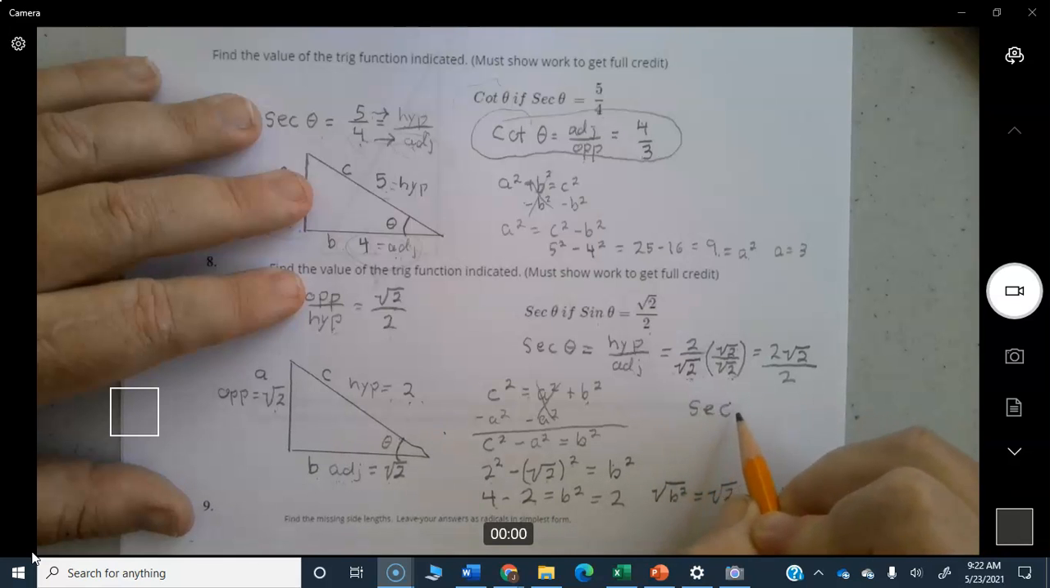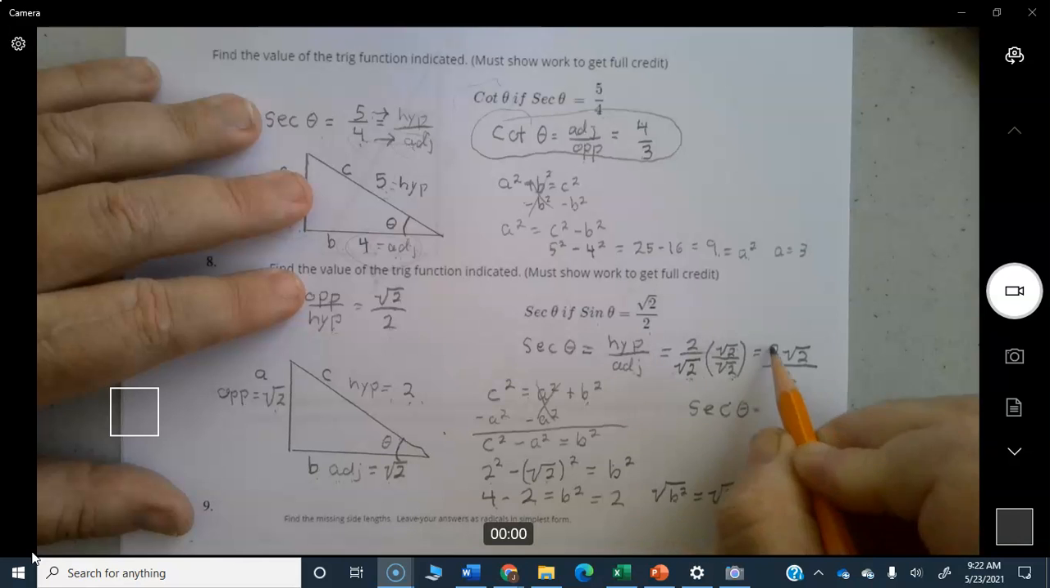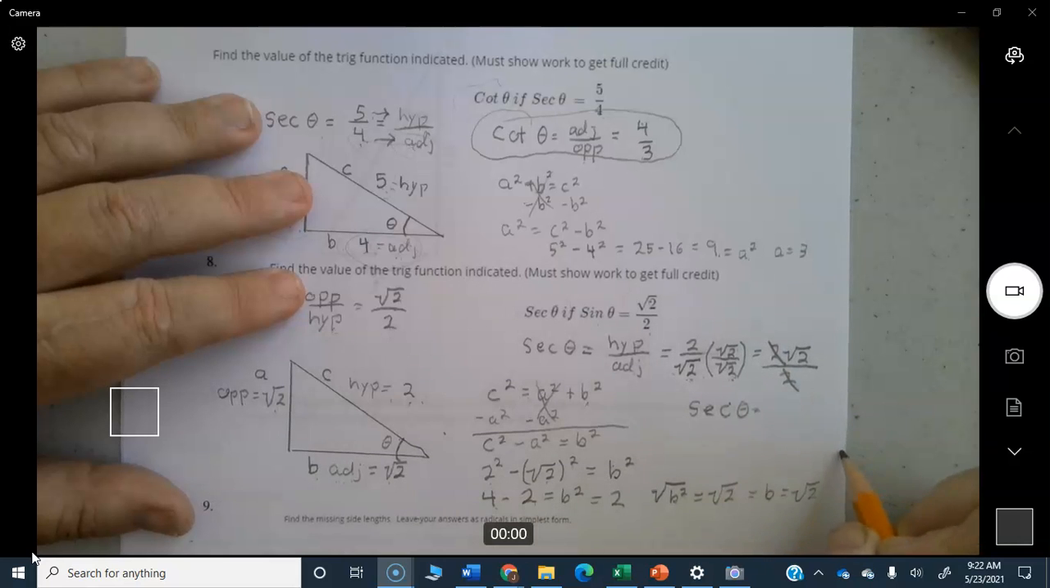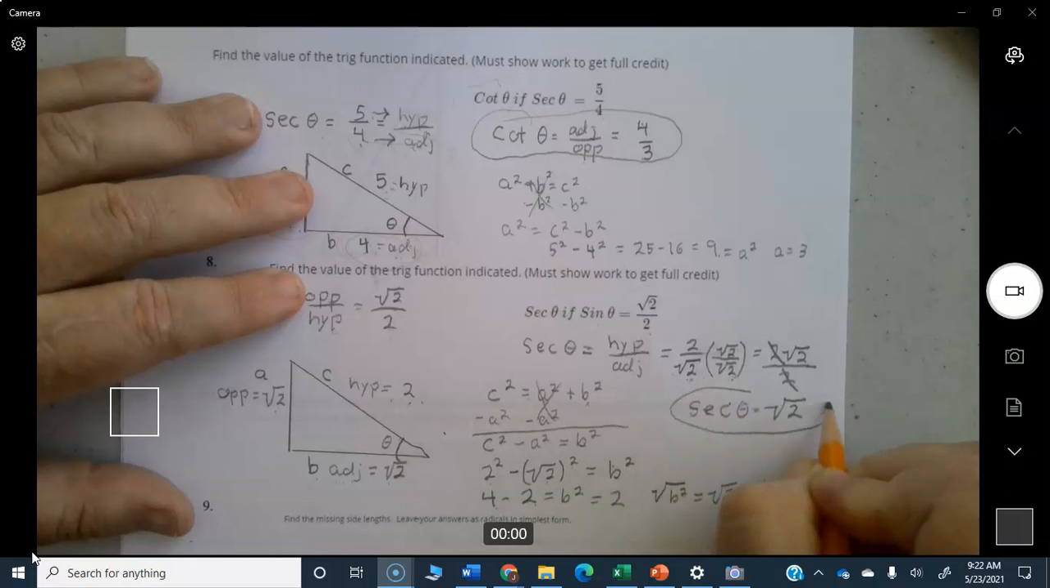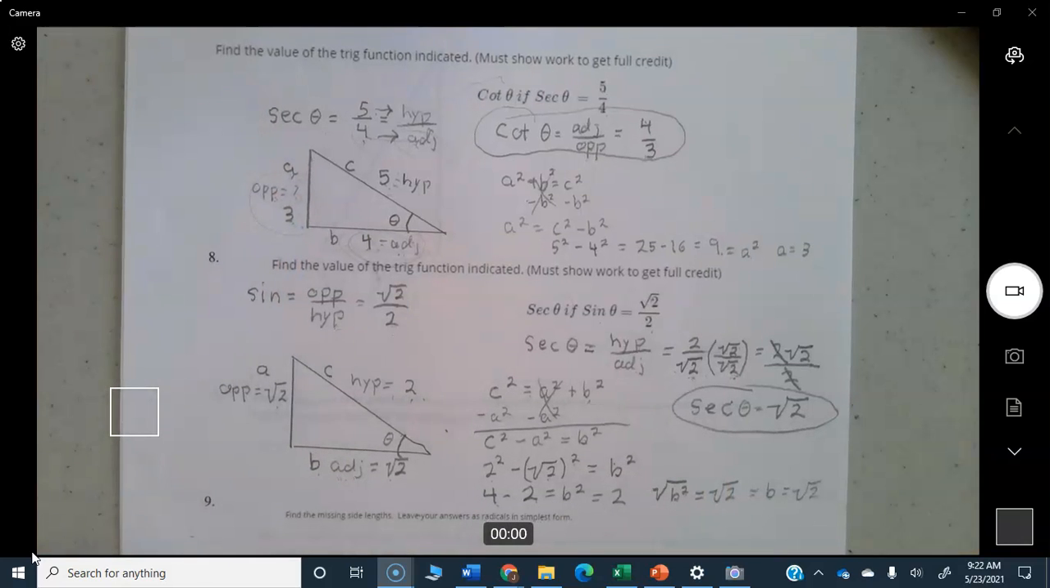I'll go ahead and write secant theta equals, and that is that these 2's can cancel. So all you have left is the square root of 2. So that, finally, is your final answer. Okay, that was a lot. There was a lot there, okay?